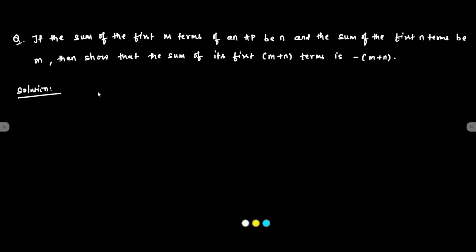So let's say for this given AP, we have the first term is a and the common difference is d. Here we'll be using the basic nth term formula. Here I will be using an uppercase to denote the formula. So sum of first n terms is equal to n by 2 into 2a plus n minus 1 into d. This is the basic formula.